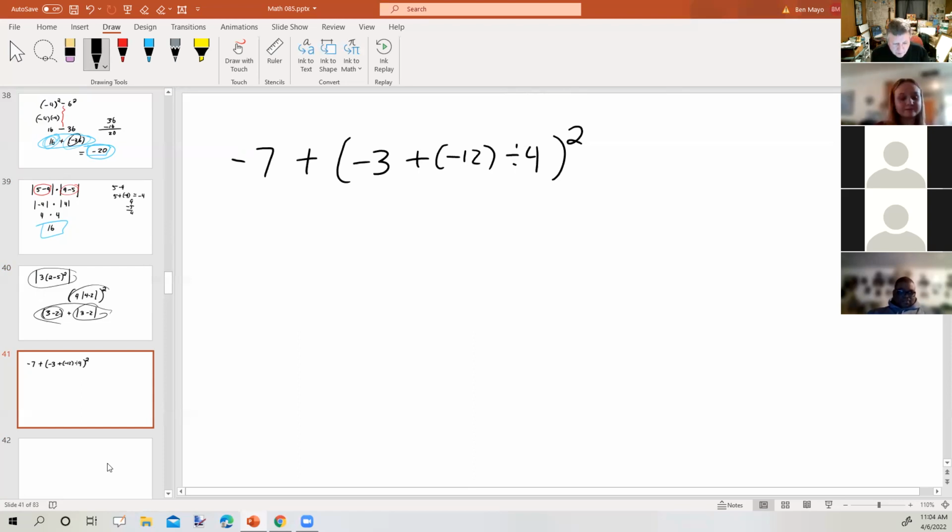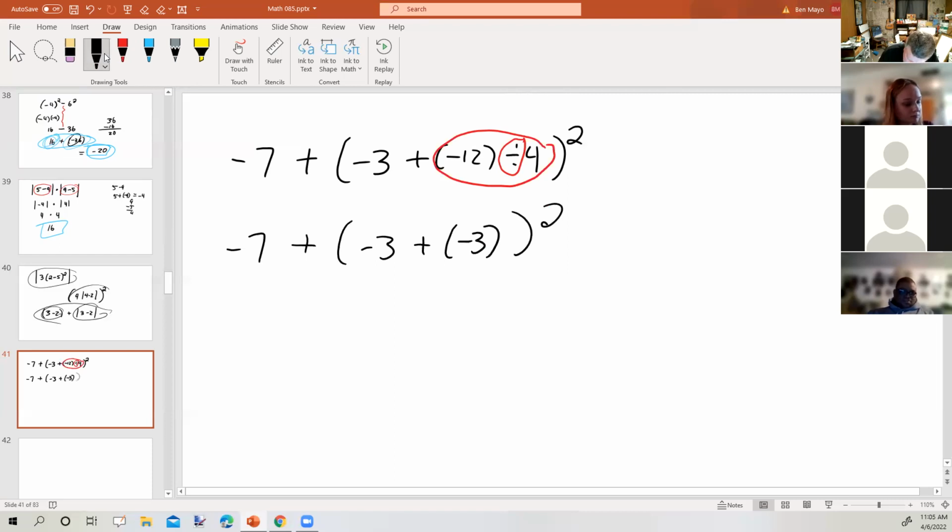So where am I going to start? Inside the parentheses. Inside the parentheses, where am I going to start? The addition or the division? The division. So the first thing I'm going to deal with is that right there. Okay, everybody clear why that's the case? So now, -7 plus -3 plus, what is -12 divided by +4? It would be -3. Okay, so all I did was the division.